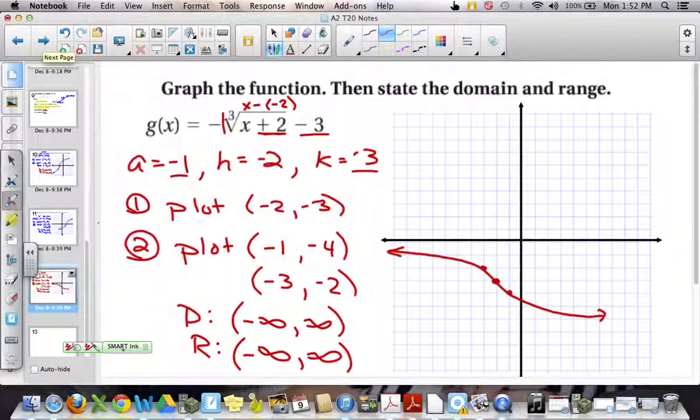Again, it's a trivial question, but make sure you read the question. If it says to state the domain and range, then we don't want to forget that, as that should be an easy question to answer.